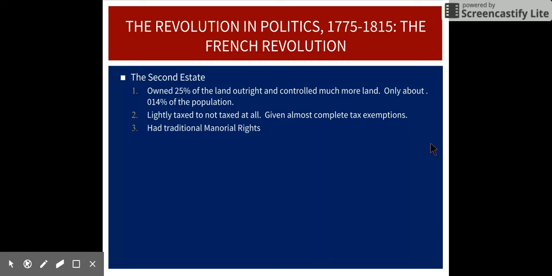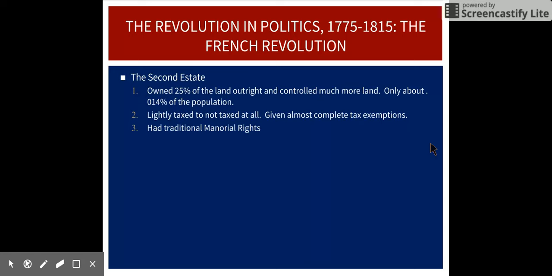The second estate owned 25% of the land outright. That was the land titled to the nobles that they owned based on their noble titles, and this is particularly true of the sword nobility, and they controlled much more land, land they purchased along the way. But they're only about 0.014% of the population, and they already own well over a fourth of the land in the country. They're lightly taxed, but for all intents and purposes, not really taxed at all.